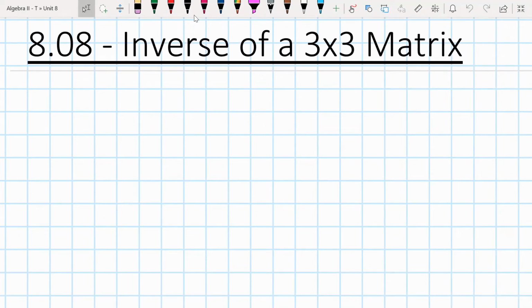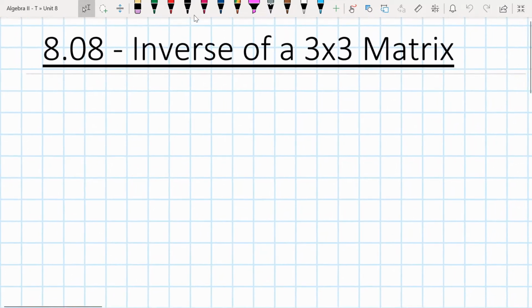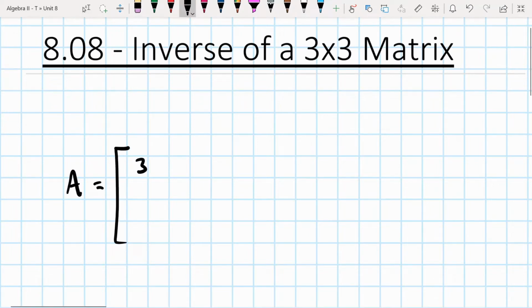This video is going to go through how to determine the inverse of a 3 by 3 matrix. There are a lot of steps to approaching this, so I'm going to go through an example right here, and then I'll go through an additional practice problem as well. So let's say we have a 3 by 3 matrix, and let's say it's the following.